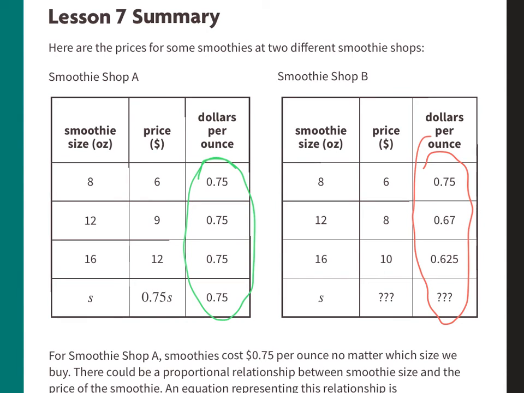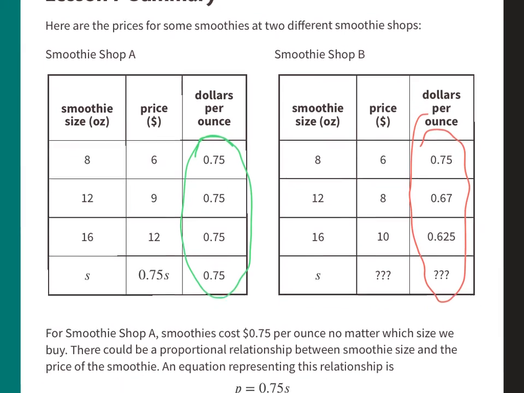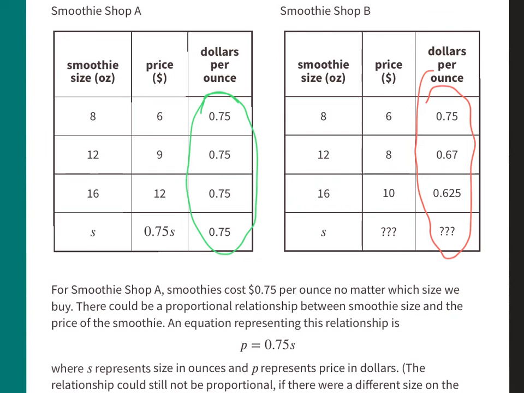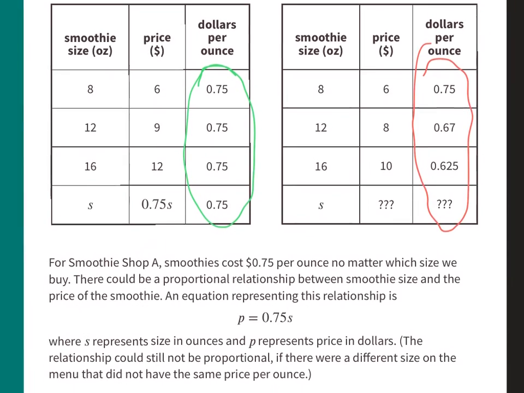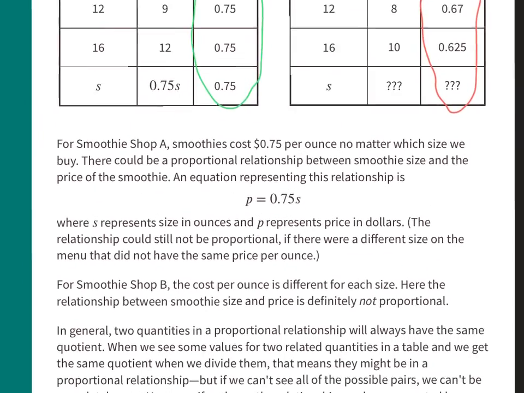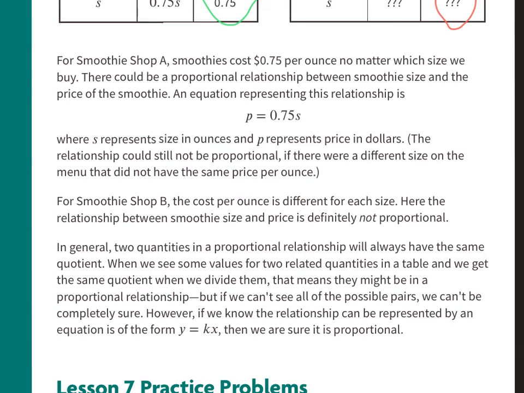So for smoothie shop A, a smoothie costs 75 cents per ounce no matter what size we buy. There could be a proportional relationship between the smoothie size and the price of the smoothie. We could write an equation. 0.75 times S, that's our first column, equals P, our second column, where S represents size in ounces and P represents price in dollars. The relationship cannot be proportional if there are different sizes on the menu that did not have the same price per ounce. For smoothie shop B, the cost per ounce is different for each size, hence it's not proportional, and we cannot write an equation.